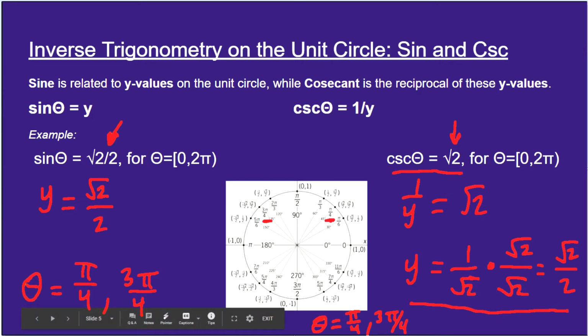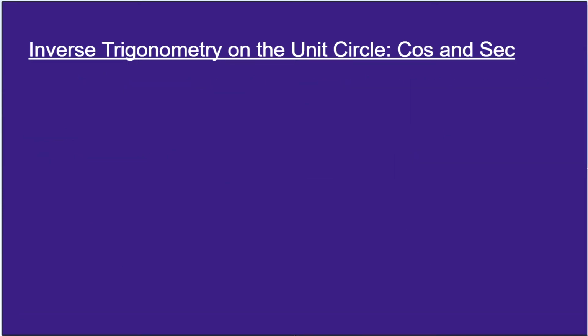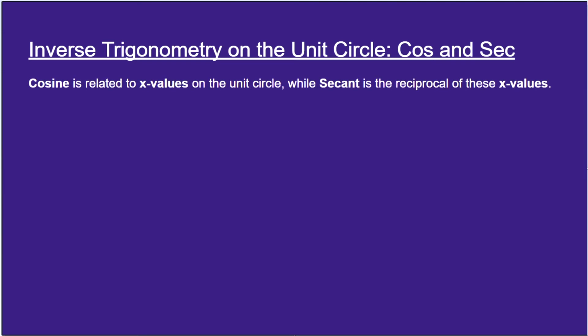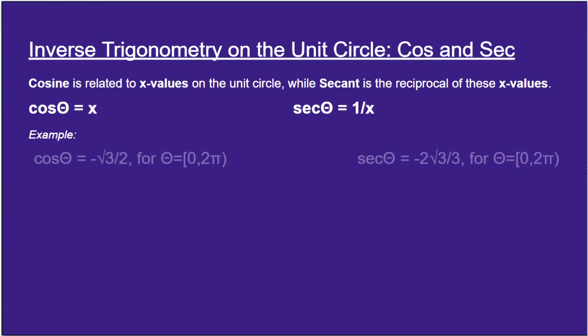Let's keep going. What if I want to work with cosine or secant? Well, remember, cosine is related to the x values on the unit circle, while secant is related to the reciprocal of these x values. So you can see cosine of theta is x, and secant of theta is 1 over x. So here's some examples.